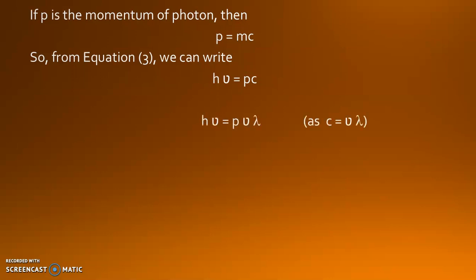Here again, instead of c we can substitute c is equal to nu lambda. The speed is equal to frequency into wavelength. Now the equation is h nu is equal to p nu lambda. On both sides, nu is common, so we can cancel it. What remains is h is equal to p lambda. Now just rearrange this, and we can write lambda is equal to h upon p, which is the equation of the de Broglie wave.